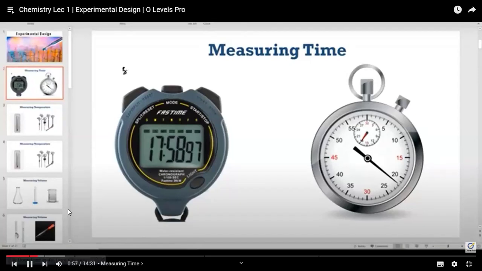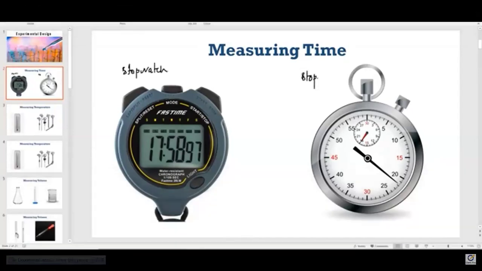Stopwatch, which is digital, as you can see, has a digital dial, and then there's something called a stop clock. There's a difference between these two. Stop clock is analog and stopwatch is digital.